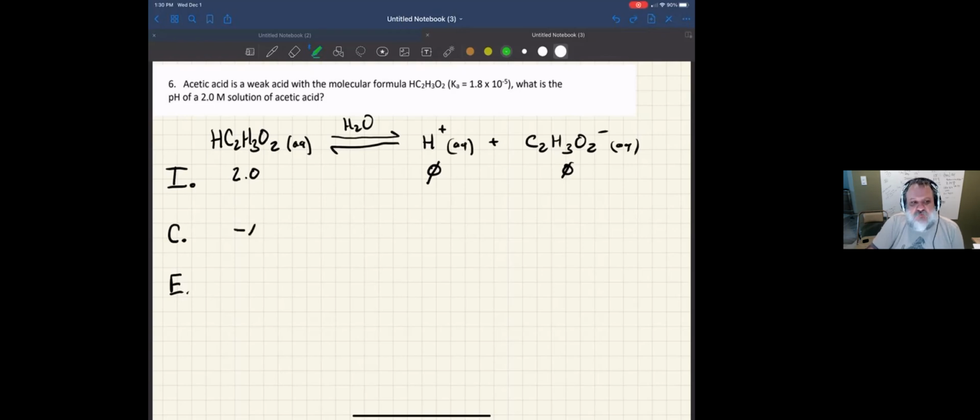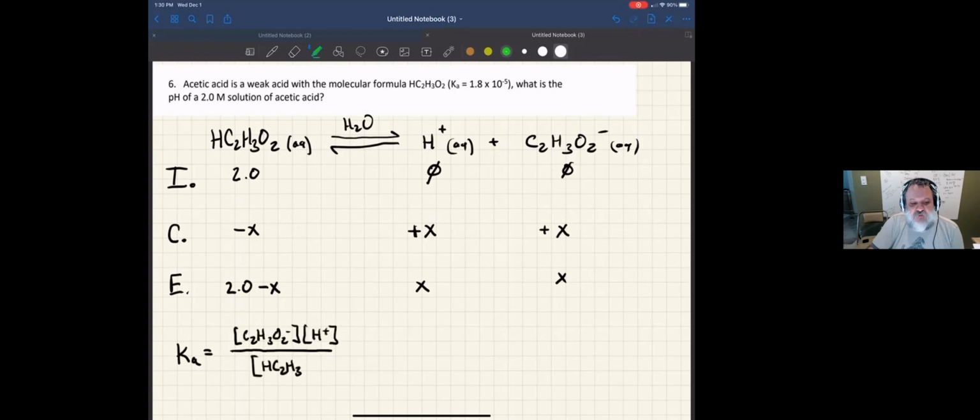So the change is minus X, right? It's going to go down by some amount. H plus will go up by the same amount, and so will acetate. And so at equilibrium, the concentration of acetic acid will be 2 minus X. It'll be X for H plus, and it'll be X for acetate. Now, what was that equilibrium expression again? It's the concentration of the products over the concentration of the reactants raised to their stoichiometric coefficient. And if I want to know the pH, then ultimately I have to figure out the concentration of H plus. And so that's what we're going to use the equilibrium expression to figure out.